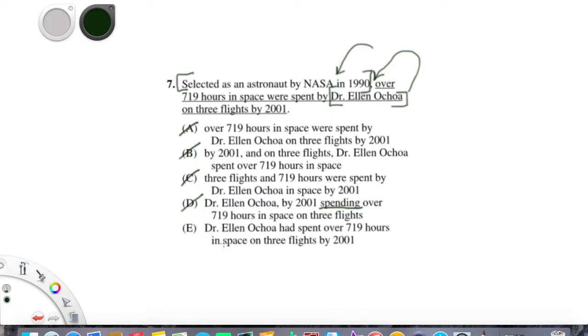Selected as an astronaut by NASA in 1990, Dr. Ellen Ochoa had spent over 719 hours in space on 3 flights by 2001. Correct answer. We're using the right verb construction, had spent. Most importantly, we've corrected the modifying error. That is, this phrase, selected as an astronaut, is referring to the subject of the sentence, Dr. Ellen Ochoa. Okay, let's try one more and make sure we got this.